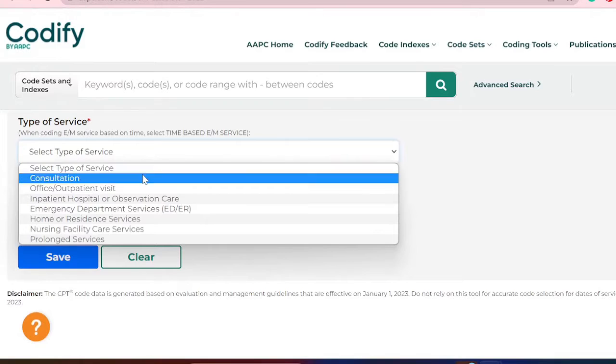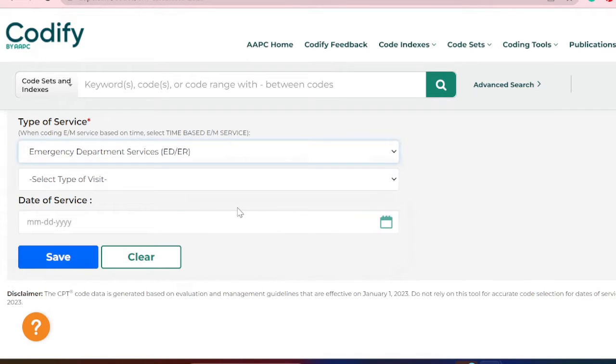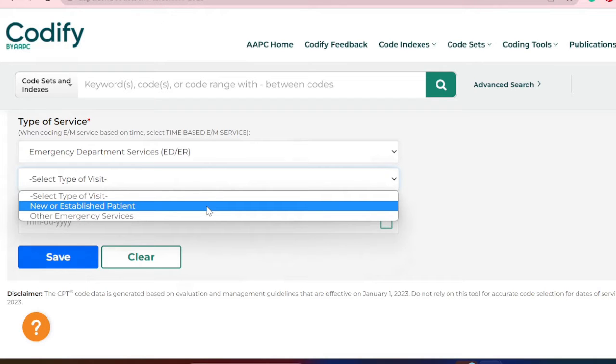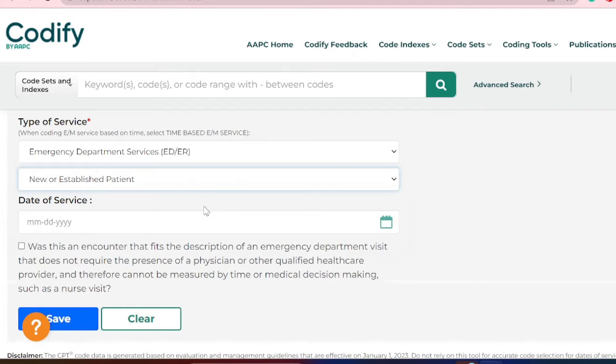So we're going to select our type of service. This is an emergency department visit. And when they say new or established, there is no differentiation between codes for emergency department or anywhere in the hospital of new or established. That concept applies in the office. So when they say new or established, it doesn't matter. Both of those are included in that. Or other emergency department services. So this falls into a patient who's new or established, one or the other.